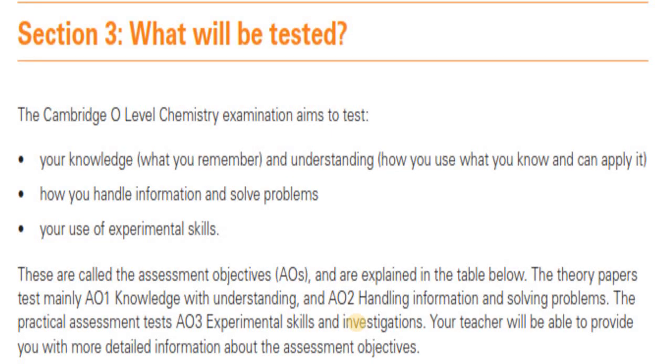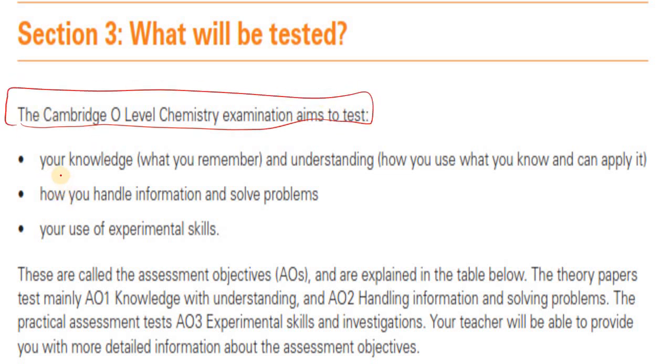Okay, now what will be tested in the O-level Cambridge exam? What are the areas where you will be tested? Now look here, these are the 3. Number 1 is your knowledge, what you remember and understand. Point number 2 is how you use what you know, apply it, handle the information and solve problems. Point number 3 is your use of experimental skills. These are the 3 main areas where you may be assessed in the exam. These are called assessment objectives, AOs.